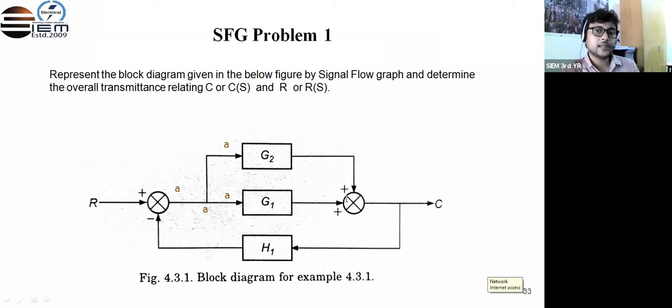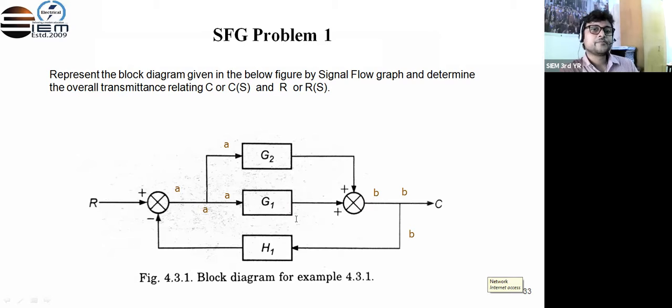Okay, and similarly for this part, suppose the value which is coming here is B. B is coming out from this particular summing point, and you see this B value is also appearing here as a takeoff point value. In that case, if the two values are equal, this summing point and this particular point you can consider as a single node. So you can consider it as B.